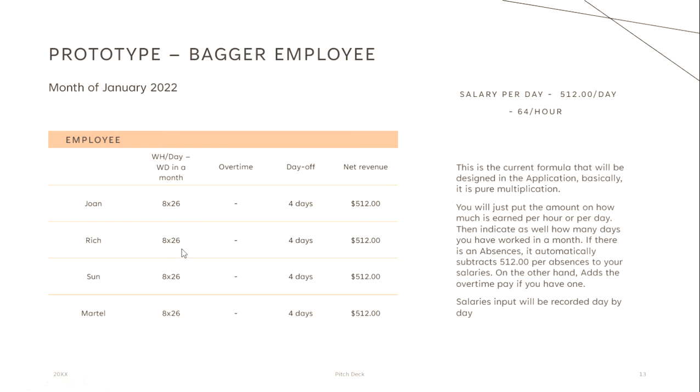Working hours, this is just a sample scenario where they work 8 hours per day in a month. And then their net revenue is this. 512 is their minimum. 8 times 26. Just multiply the hours. And 512 times 26.